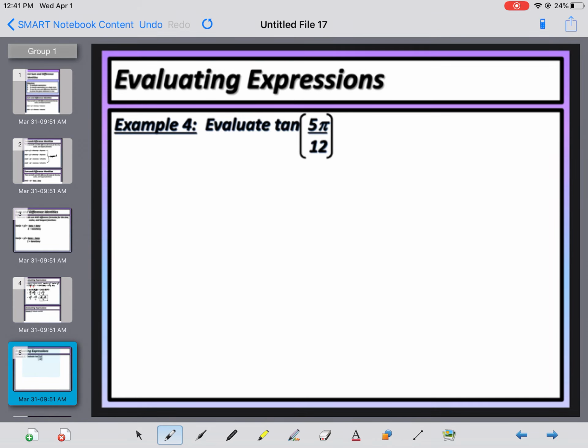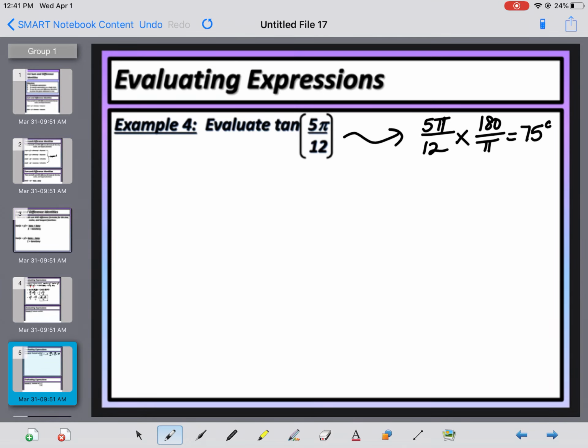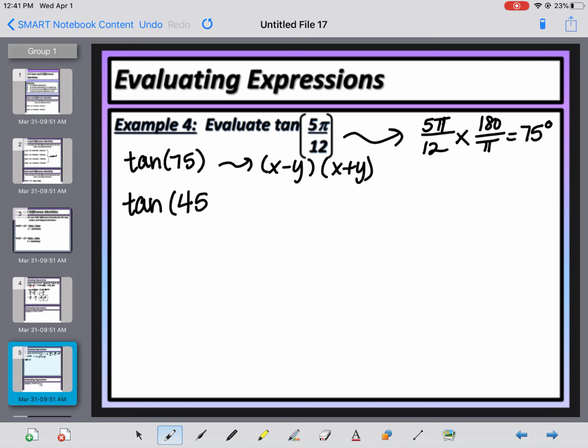Okay, let's try a tangent. Now this is a radian, and my trig chart only has degrees. So I'm going to convert this, and I get 75 degrees. Now I am trying to make 75 degrees by either doing addition or subtraction of any angles that I have on my trig chart. I'm going to choose 45 plus 30. Again, you could probably make another combination and that's perfectly fine.